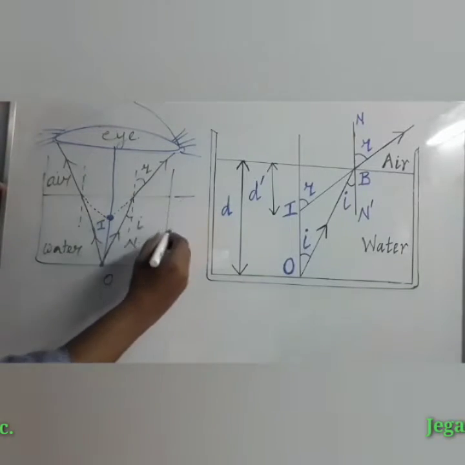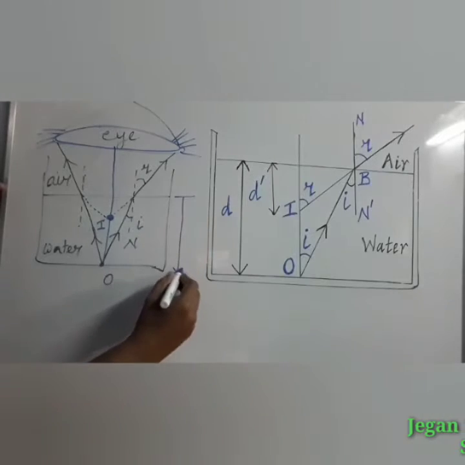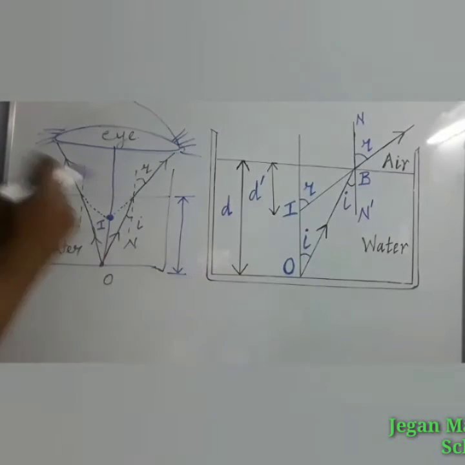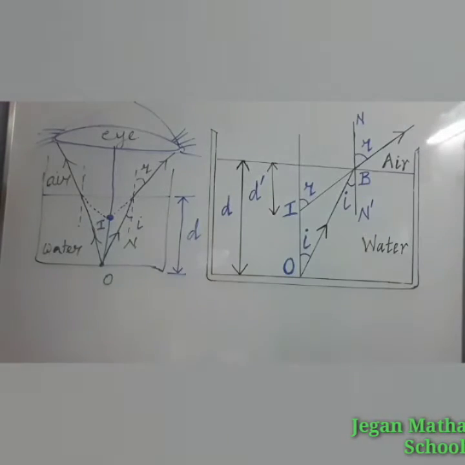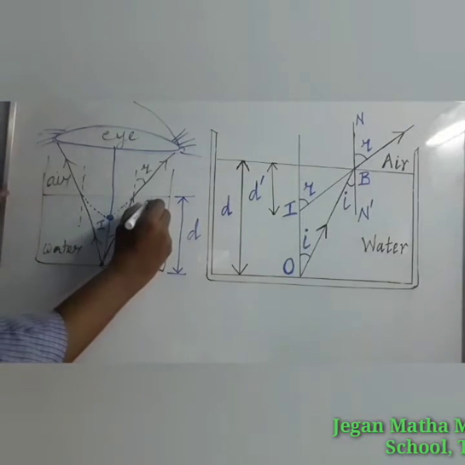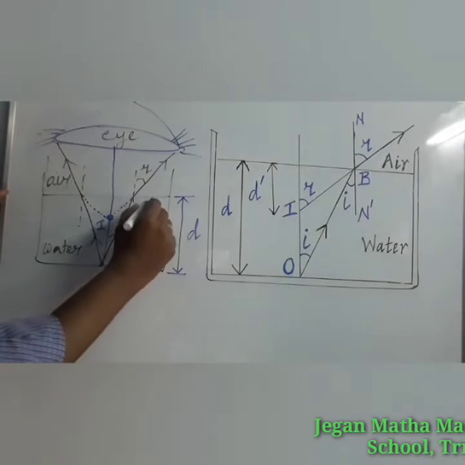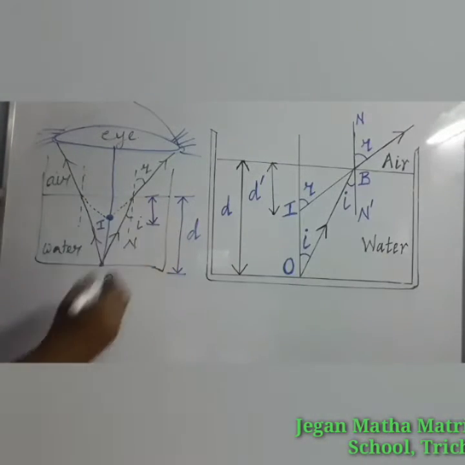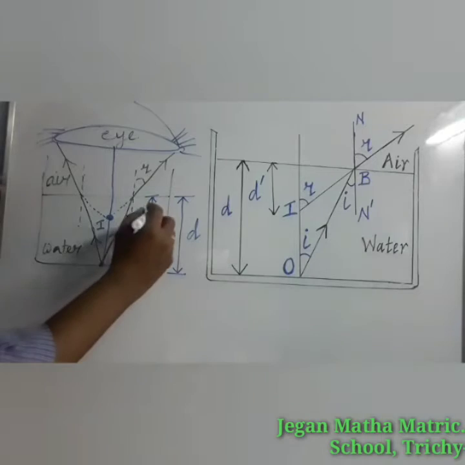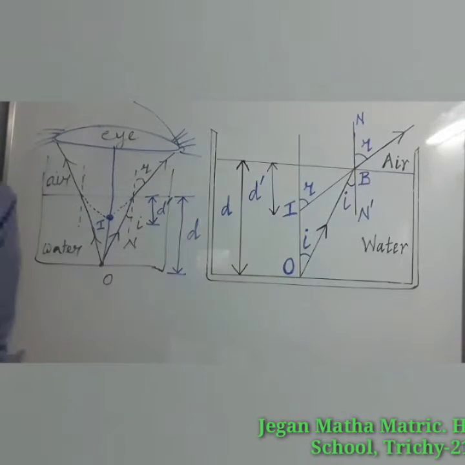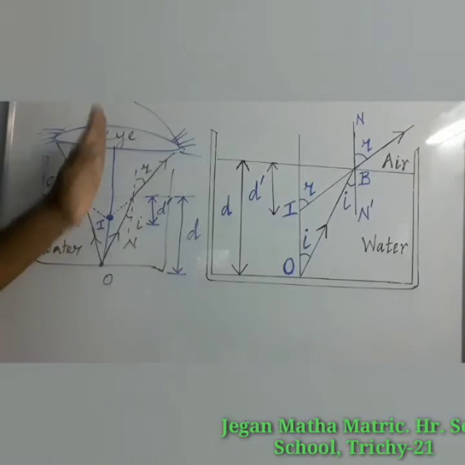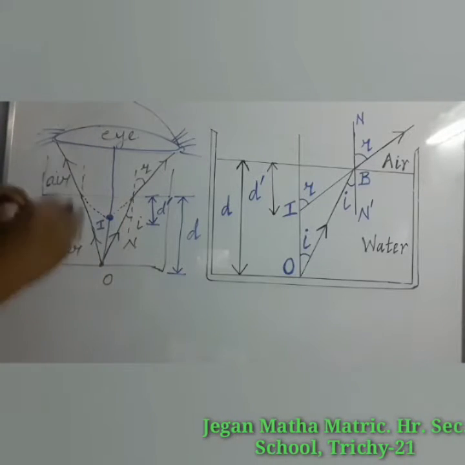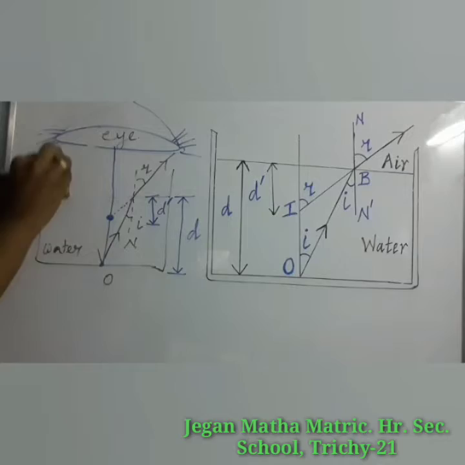The distance between the surface of the water and the object, that is, the bottom of the tank, is known as the actual depth D. But the distance between the surface of the water and the image is known as the apparent depth. To derive the expression for this apparent depth, let us take the half portion of this diagram. I am going to take this portion.